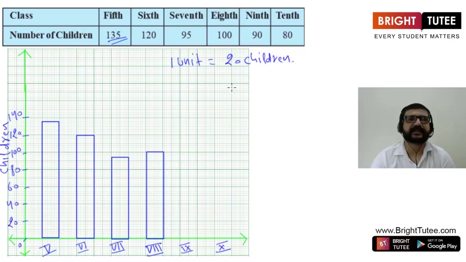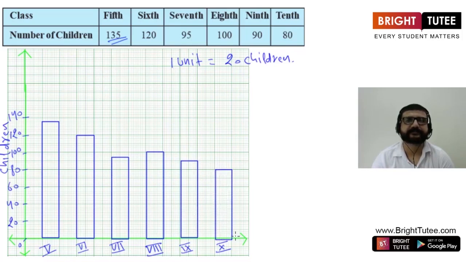And then for class 9th it is 90. So it will be like this. And then for class 10th it is 80. So its bar will be of this height. So this is how we can prepare a bar graph.